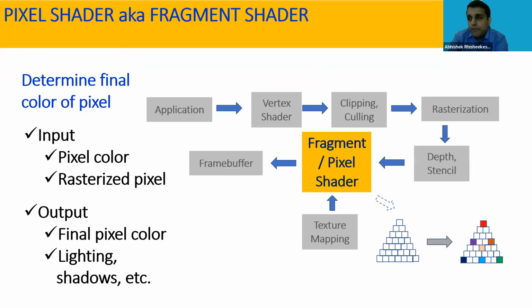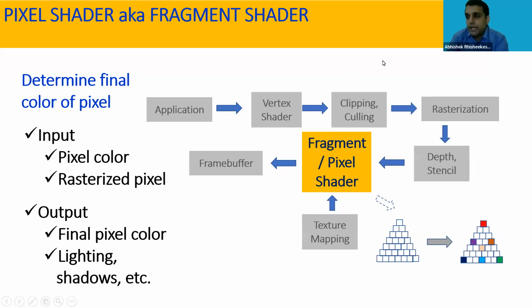The primary function of a fragment shader or pixel shader is to determine the final color of a pixel. The input to the pixel shader is the initial color of a single pixel. For example, it can be the color of the nearest vertex to the pixel, or it can be fed with a uniform color for the entire triangle. The input pixel is obtained after rasterization of triangles to pixels and possibly after depth and stencil testing, as shown in the diagram on the right.